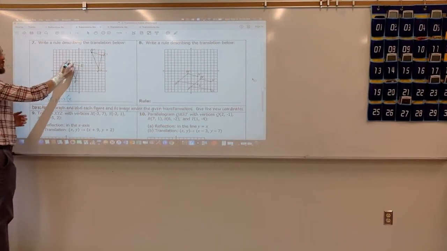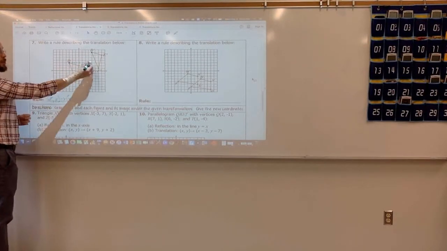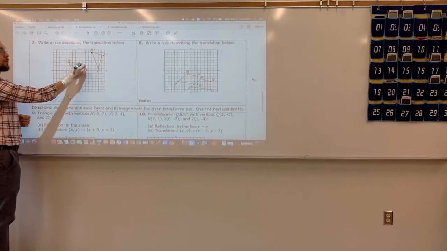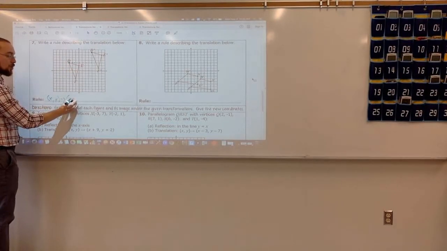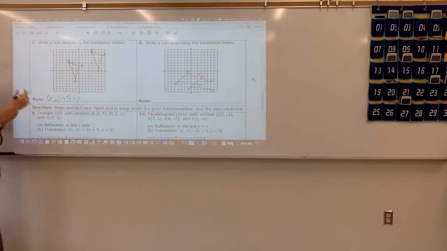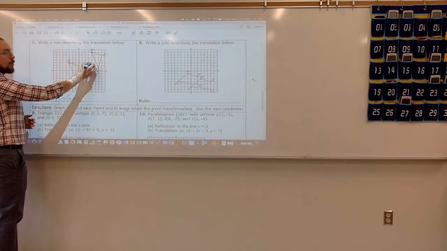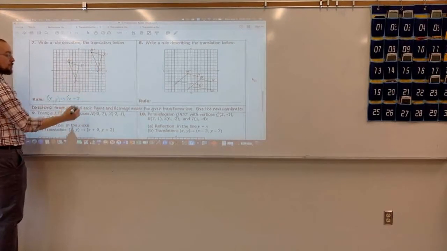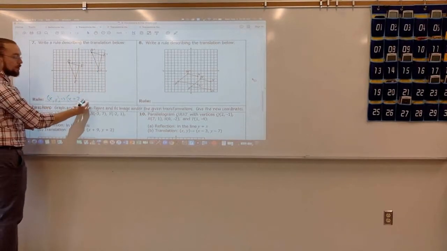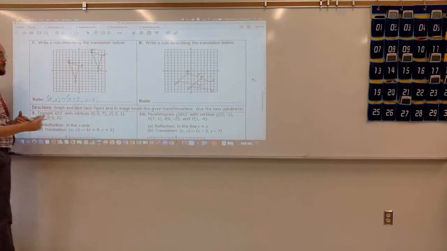So to get from D to D prime, I'm going to the right, 1, 2, 3, 4, 5, 6, 7. So I would write my rule as x plus 7. And then for the y's, I go up 1, 2, 3, 4 to get to D prime. So I would write that as y plus 4. Okay?